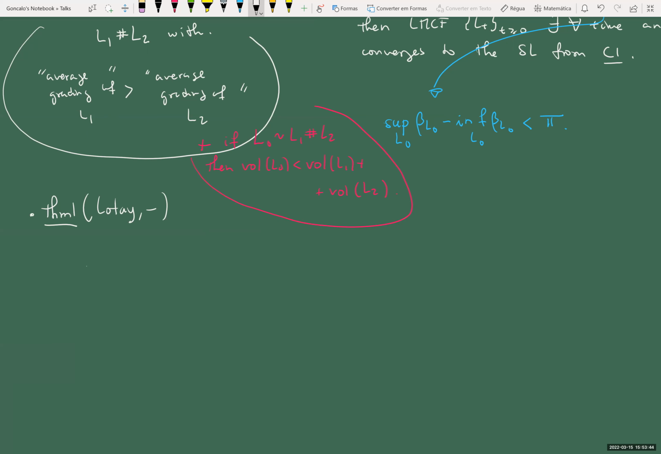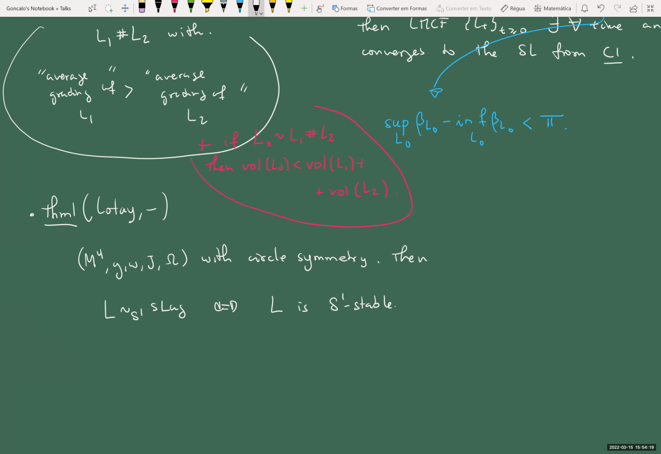So our result is: we consider dimension 4 with circle symmetry, meaning that there is a circle acting and preserving all the structure. Then L is Hamiltonian isotopic, through circle invariant Lagrangians, to a special Lagrangian if and only if L is S1 stable, which means it cannot be destabilized by circle invariant configurations. So this is basically a circle invariant version of this first conjecture.